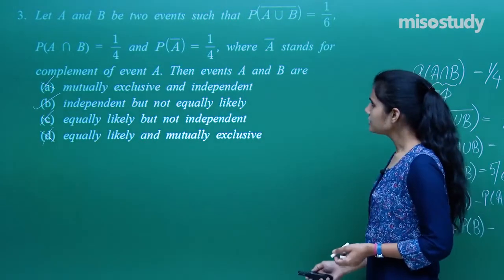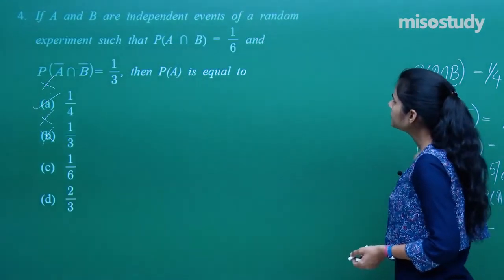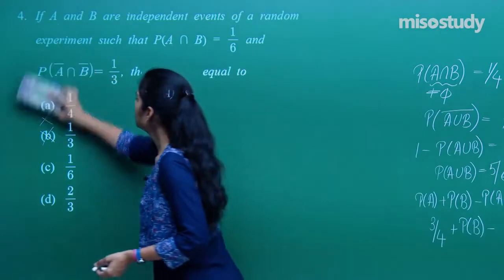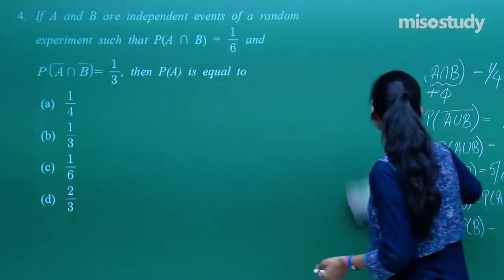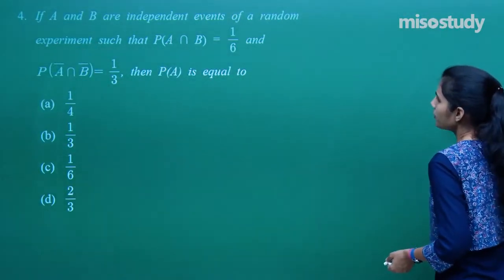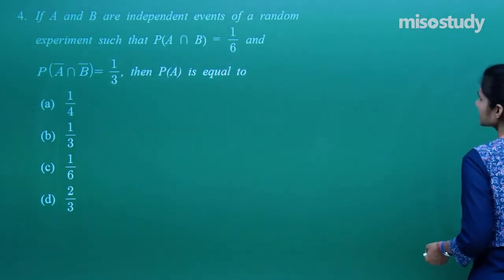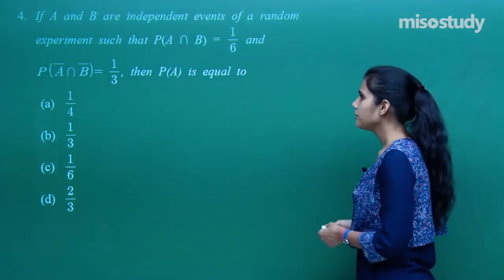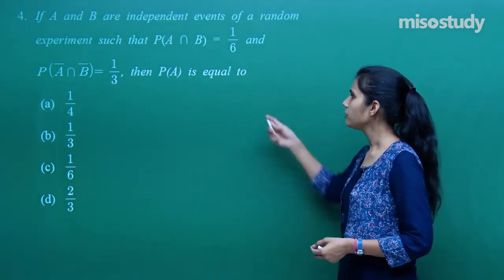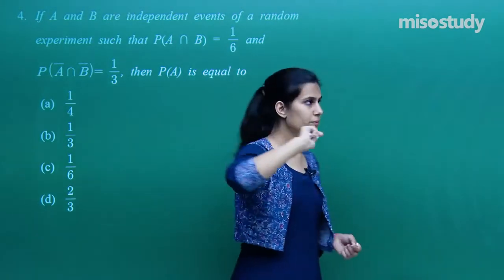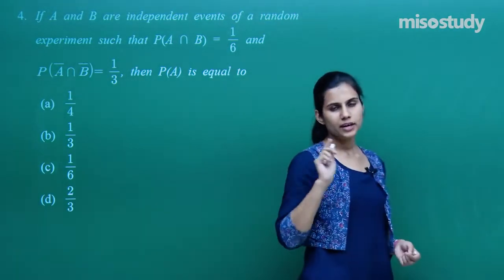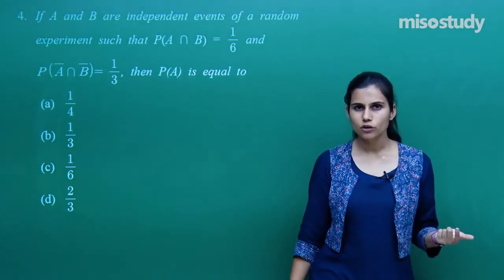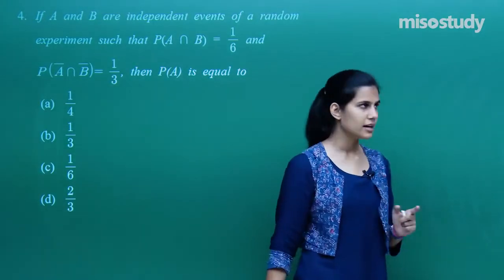What does the next question say? Let's see. If A and B are independent events of a random experiment. So, the question already is giving you that they are independent. Probability of A intersection B is 1 by 6, and A bar intersection B bar's probability is 1 by 3, then probability of A is equal to what? So, one thing if you can recall, if A and B are independent events, A bar and B bar are also independent events. We've proved that in the class.